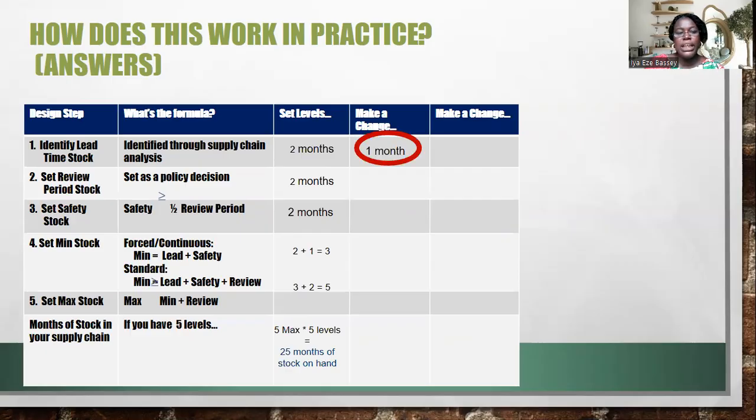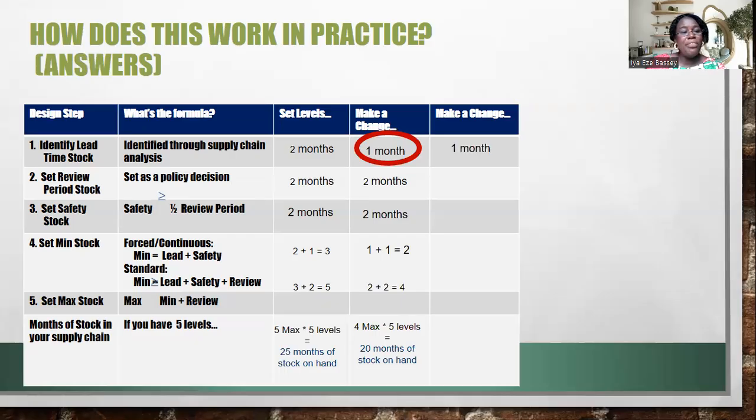We could reduce the lead time to 1 month, set the review period still at 2 months, set the safety stock at 2 months. Your min becomes 2 months, your max becomes 4 months, and you have 4 months of maximum stock at 5 levels. It still gives you 20 months, which is still too long.